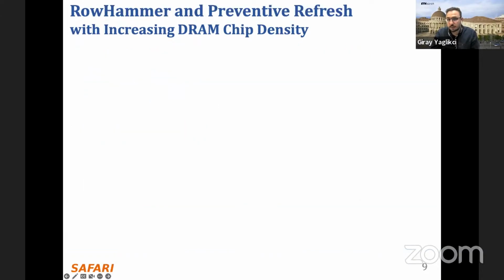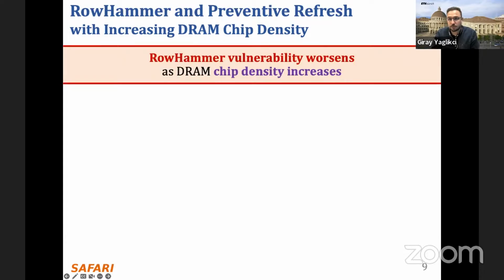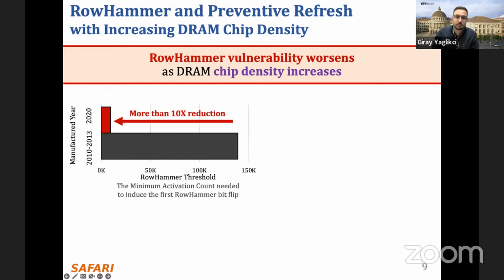When we talk about preventive refreshes, there is a lot of evidence in the literature showing that RowHammer vulnerability worsens as DRAM chip density increases, and this is because the DRAM cells get closer to each other and they become smaller. When we look at the experimental data in the literature, we see that the minimum activation count needed to induce the first RowHammer bit flip in a DRAM row got reduced by more than an order of magnitude in less than a decade. So things are getting much worse here.